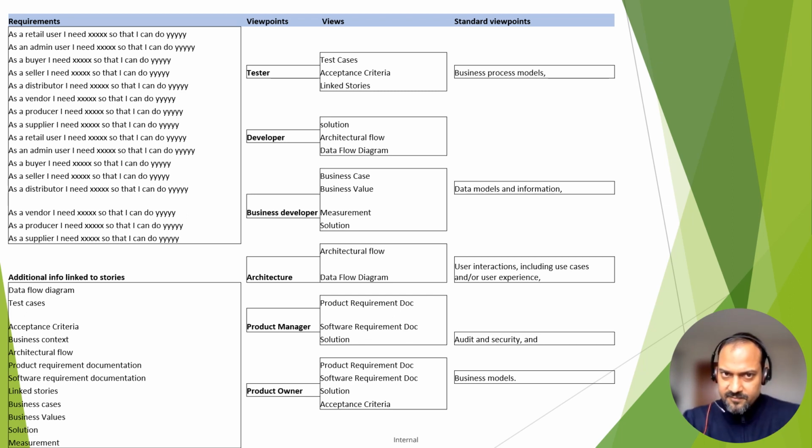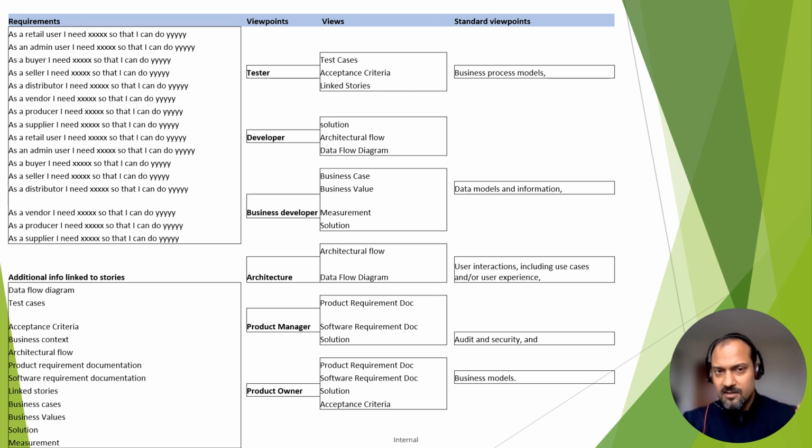So that's just an analogy. We said viewpoint. These are the viewpoints. When a tester clicks on his viewpoint, he will get this information. When a developer clicks on his viewpoint, he will get the solution, architecture flow, and data flow diagrams. When a business developer clicks on his viewpoint, he will be able to see business cases, business values, measurements, and solution. The solution architect, if he clicks on his viewpoint, will be able to see architectural flow and data flow diagrams. Similarly for product managers and product owners. Now, this is just to set an analogy so that you are able to understand what I'm trying to say. Now, in this home construction analogy, we said the kitchen, hall, garage, bedroom.